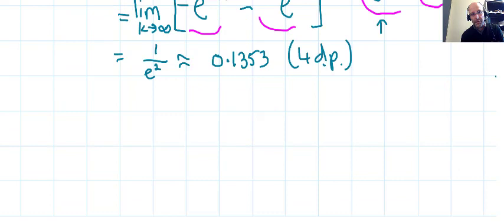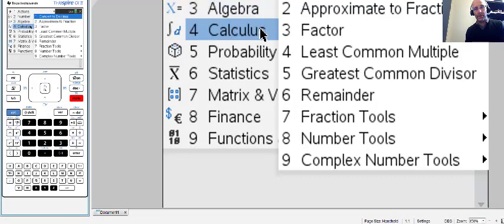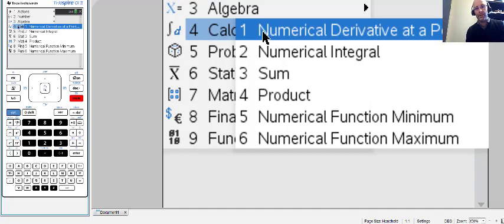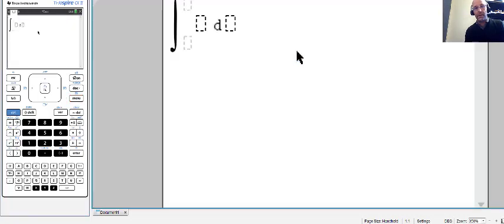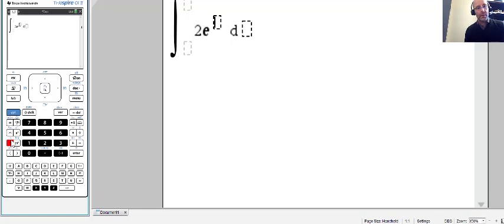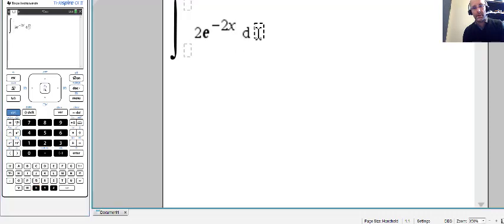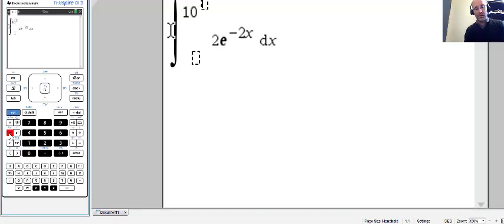Let's see if we can get that answer now, verifying with the graphics calculator. So part D, verification with the graphics calculator. Okay, so we've got our TI-Nspire in this particular case, got calculus, and let's try numerical integral, and we've got 2 times e to the negative 2x with regards to x. Now the limits here, let's think about it. I'm using a non-CAS calculator, I can't put infinity there, so I'm going to put something pretty darn big like 10 to the power 9, which I am told works quite well.